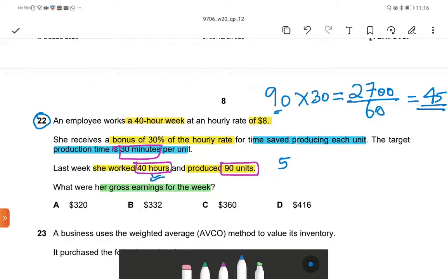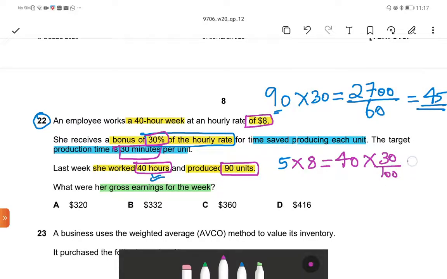5 hours saved. So for each saved hour, how much will she get? If she saved any time, she will get a bonus of 30% of the hourly rate. So what is the payment for 5 hours? Per hour is 8. So 5 multiplied by 8 is equal to 40. So 40 multiplied by 30%, which means 30 divided by 100, gives $12 extra she will get.